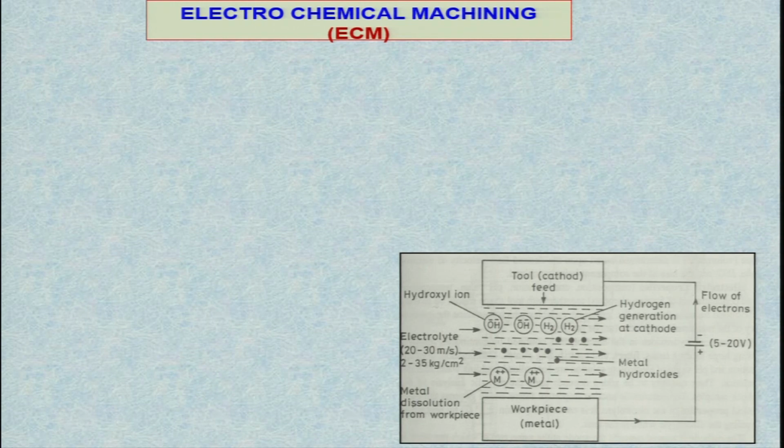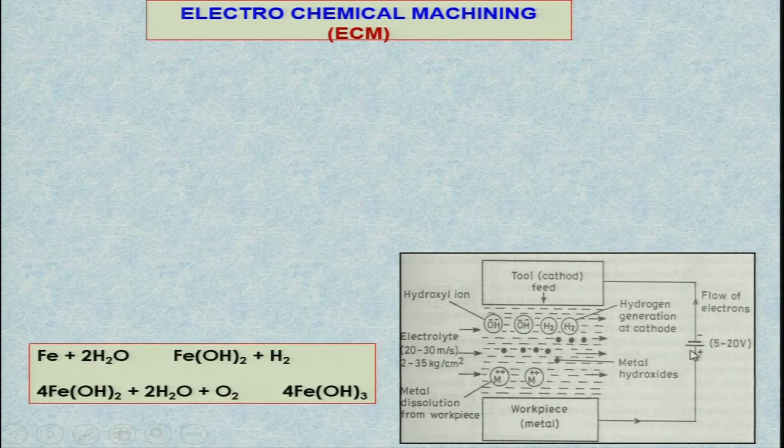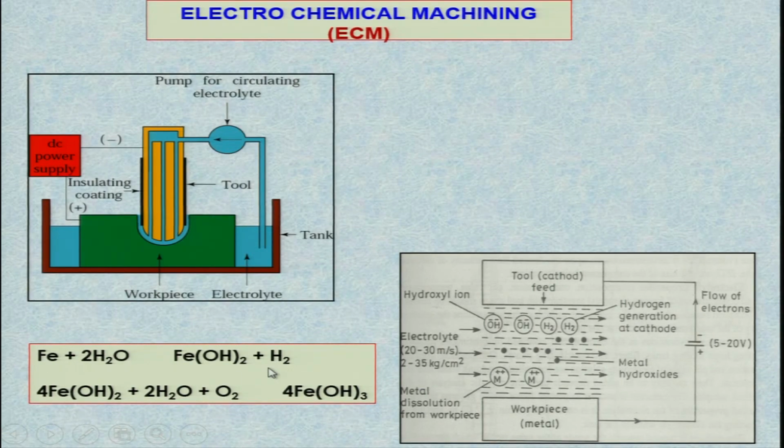In case of micro machining, the voltage is much lower, less than 5 volt also is being used in micro machining. Now, suppose you are machining iron, then a chemical reaction takes place: Fe plus 2 H2O gives Fe(OH)2 plus H2. This is the metallic hydroxide that you will get over here, and hydrogen H2 is the gas.